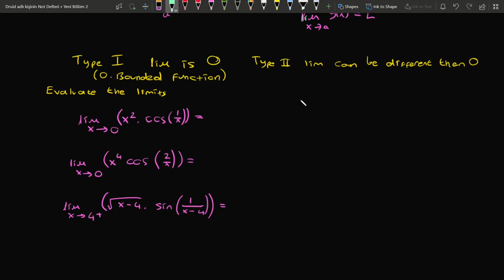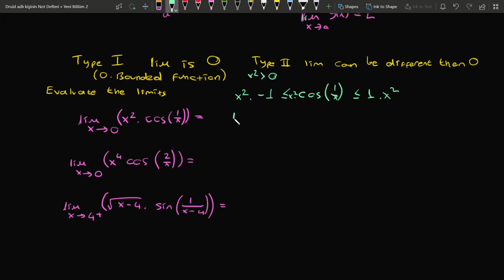To find those functions, we need to start with our trigonometric function, which is cos of 1 over x, and what we know is that this is between 1 and negative 1. Now if I multiply every side by x squared, I can say that this inequality is still correct because x squared is clearly greater than 0. I don't have to change the direction of the inequality.